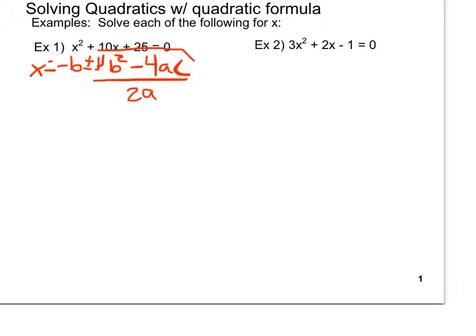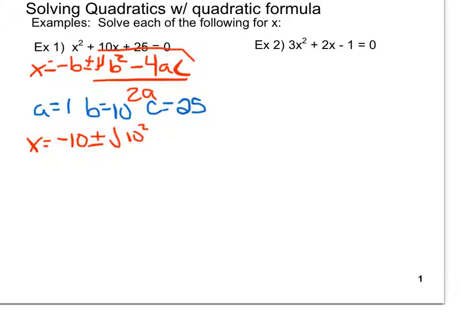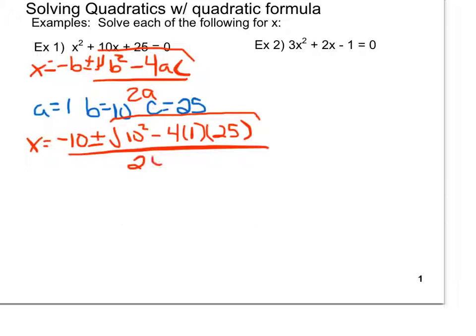Looking at my equation, I first need to determine what my a, b, and c are. I'm going to say that a is the coefficient on my x squared, or my quadratic term, which is 1. B is the coefficient on my linear term, which is 10. C is my constant, which is 25. I'm going to plug each of those into my quadratic formula. When I do that, I now have x equals negative b plus or minus the square root of b squared minus 4 times a times c, all over 2 times a.